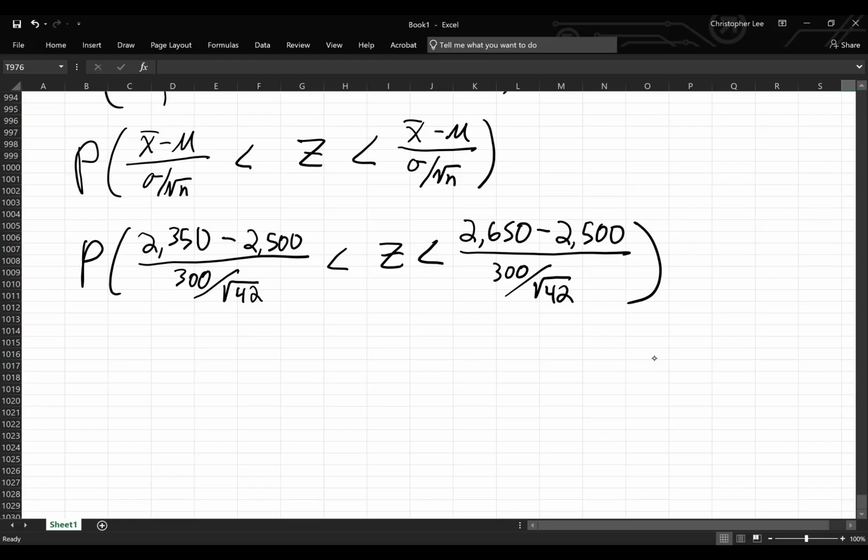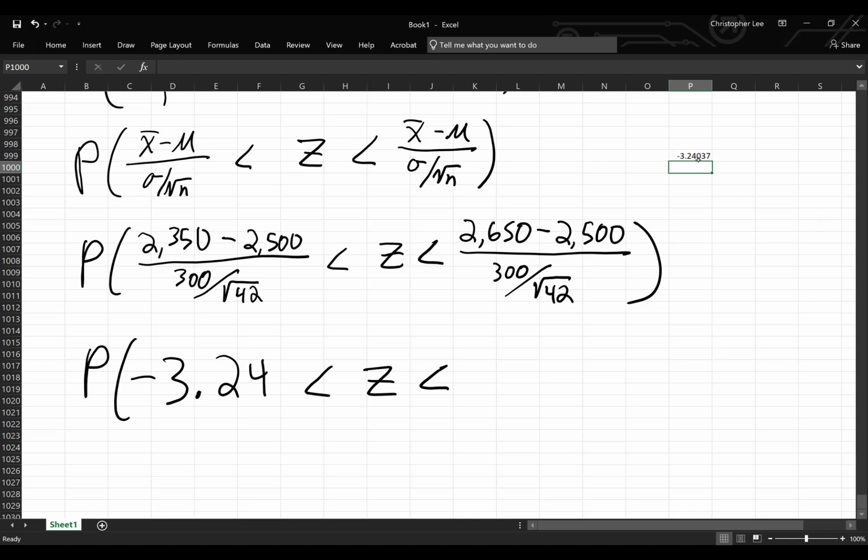All right? So you already discussed how to do that in the calculator, so I'm just going to do this real quickly up here. So this is 2,350 minus 2,500, and then 300 over the square root of 42. All right, so I have the probability of negative 3.24 less than z less than, let's see what I got over here. This is 2,650 minus 2,500.